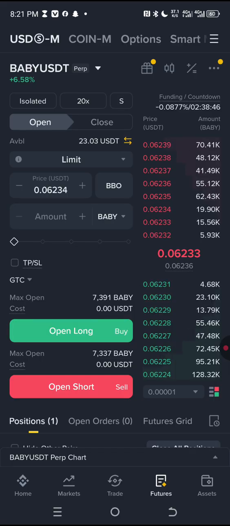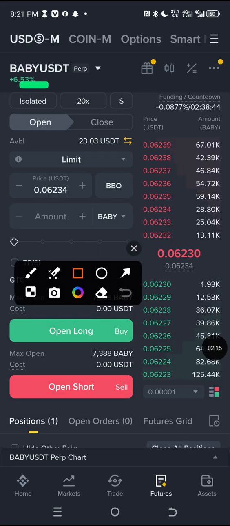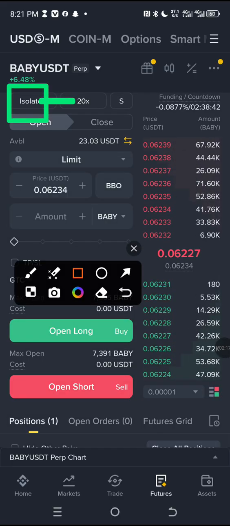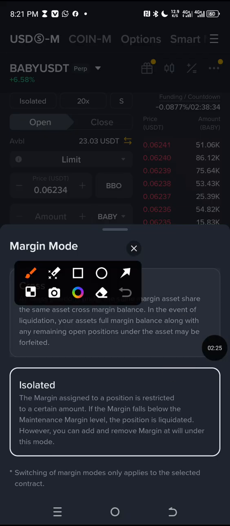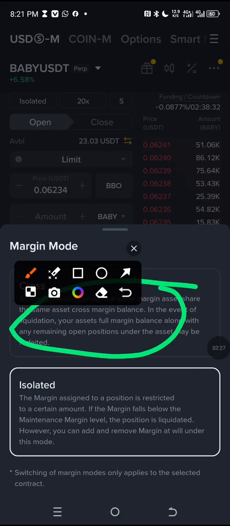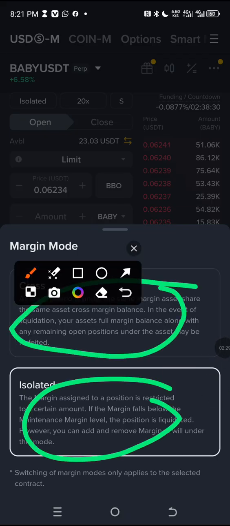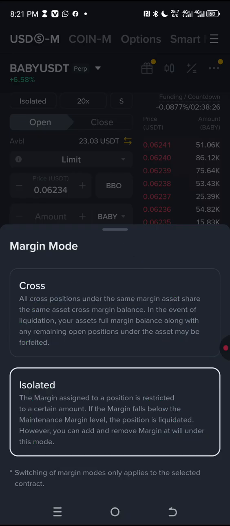If you see mine, it is already in the isolated market, but yours here will have the cross market. Right here, it will have cross. If I tap there, you can see it has both isolated and cross. It is important to put yours in the isolated market.